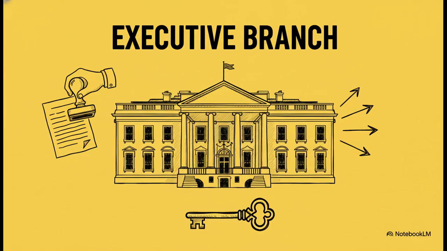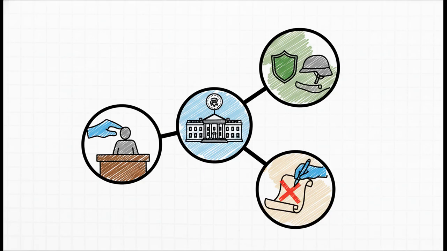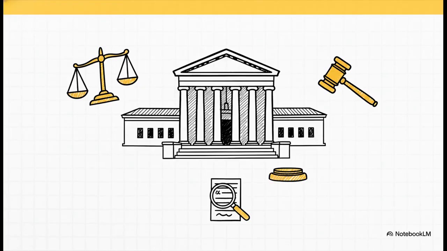Next, we've got the branch that's responsible for executing those laws, the executive branch, led by the president. The president is the head of state and also the commander-in-chief of the armed forces. He or she has the power to veto laws passed by Congress, appoint judges and cabinet members, and act as the nation's chief diplomat.